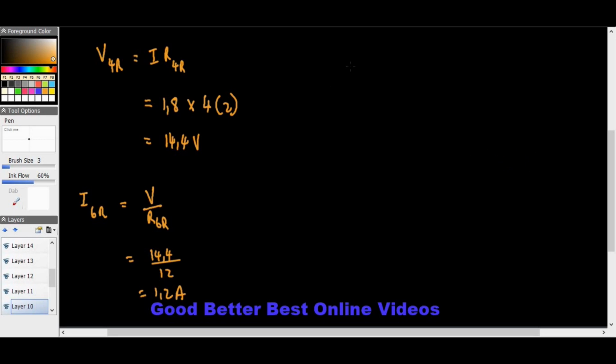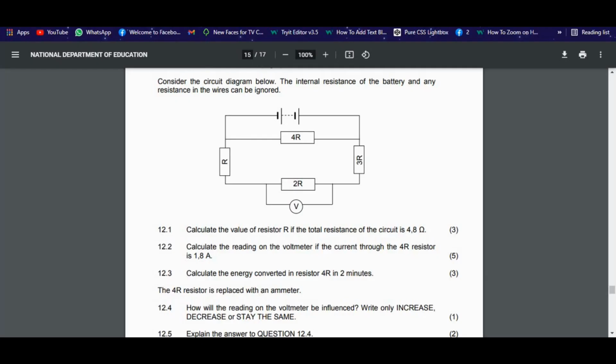Now, the voltmeter reading across the 2R resistor is equal to just I times R. We know the current that will be passing through it should be 1,2. And 2R, we know the value of that resistor is, of course, 4, because R is 2, and 2 times 2 is 4 ohms. So 1,2 times 4. Therefore, the voltmeter reading across the 2R resistor, which in this case is the 4 ohm resistor, is 4,8 volts. Okay, let's remind ourselves of that question one more time.